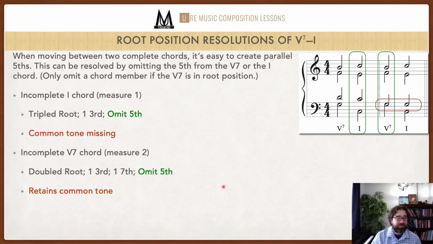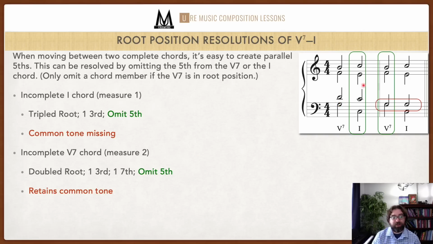So if we look at all this, if you have an incomplete 1 chord, which is the first measure, you're going to have a tripled root, you're going to have the 3rd, so that would be the B, and you're going to omit the 5th, so that would be the D. Notice that there's no common tone here. So this actually creates a very strong, almost a ragged progression, because in the second option, that common tone helps to smooth the voice leading just a little bit. It creates some familiarity between the 5/7 and the 1 chord. With the first option, there's no familiarity because there's no common tone.